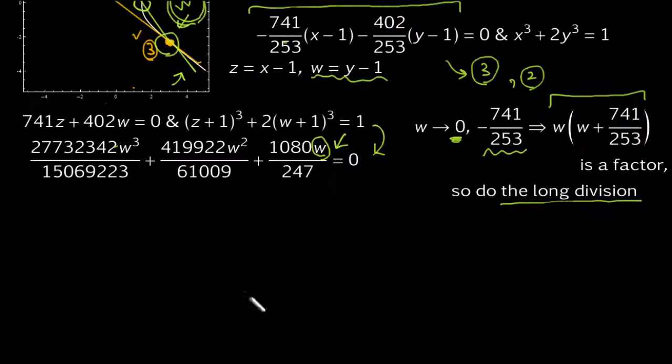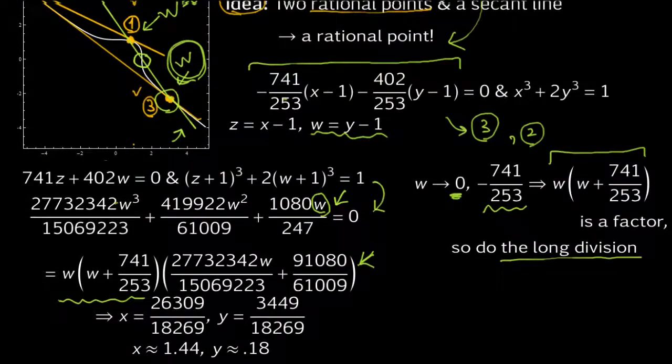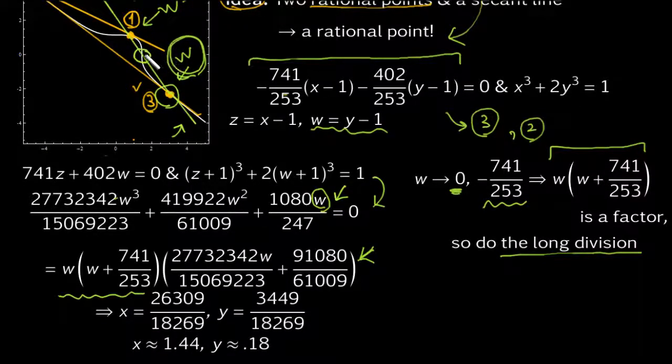Now it turns out that this degree 3 polynomial factors like this. One factor is already known from 2 previous points, and the third linear factor looks like this, complicated. So if you go back to this substitution, we have this giant rational solution that is in between those 2 points right there, right? And their coordinates are roughly 1.44 and 0.18.